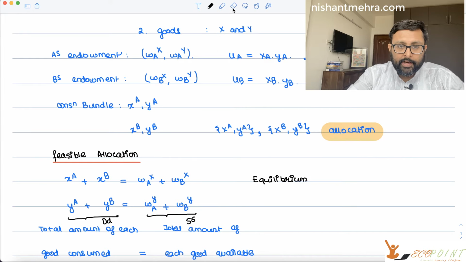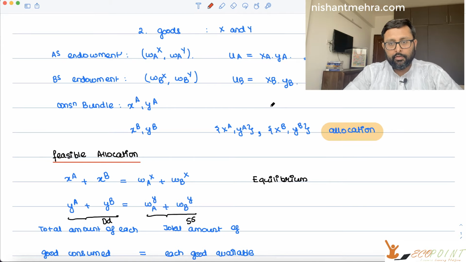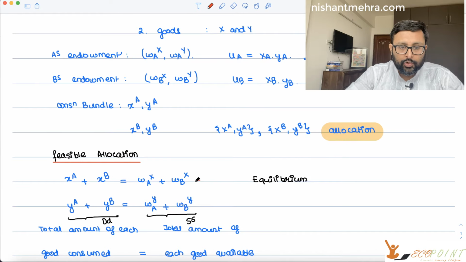One more thing. In terms of the example which we have taken, where I am endowed with 2 units of X and 8 units of Y, and you are endowed with 8 units of X and 2 units of Y. So, what is the total amount of X which I have? 2. What is the total amount of X which you have? 8. So, the total supply of X in the market is 10. Similarly, total amount of Y which I have is 8 plus total amount of Y which you have is 2. So the total supply of Y in the market is 10.